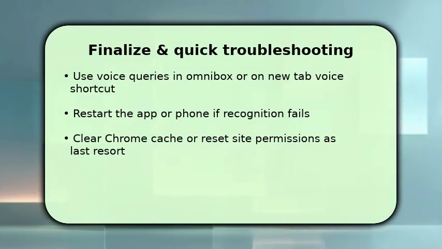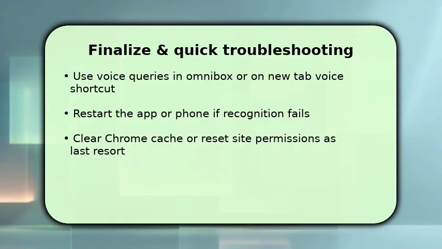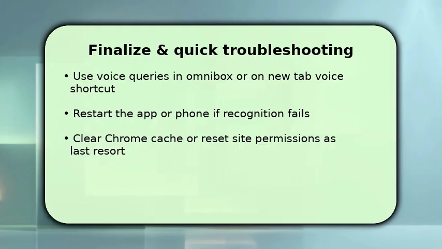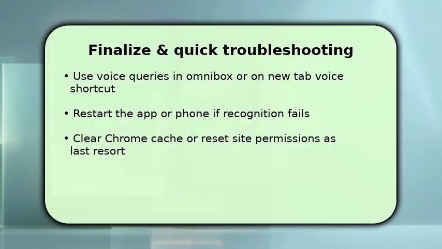To finish, use the Omnibox mic or the new tab voice shortcut for searches. Speak naturally and pause after the tone. Chrome sends audio to Google for recognition, so a stable connection helps. If it fails, restart Chrome or reboot your phone to reset background services.